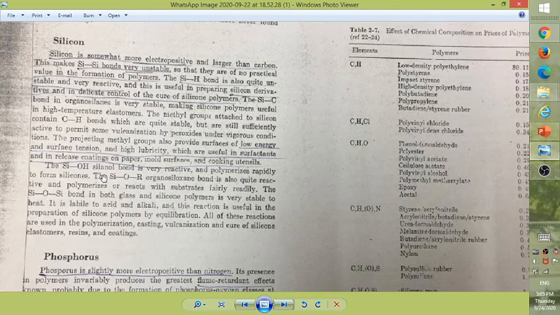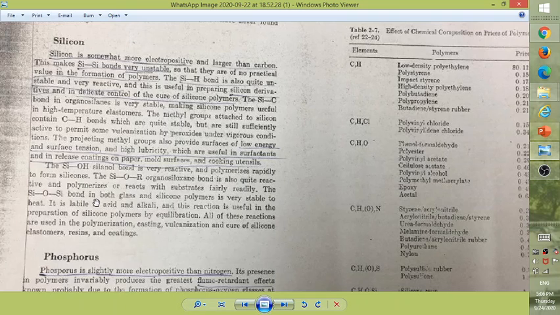Then the Si-OH silanol bond is very reactive and polymerizes rapidly to form silicones. Silicones are Si-C bond. The Si-OR organosiloxane bond is often quite reactive and polymerizes or reacts with substrate fairly readily.